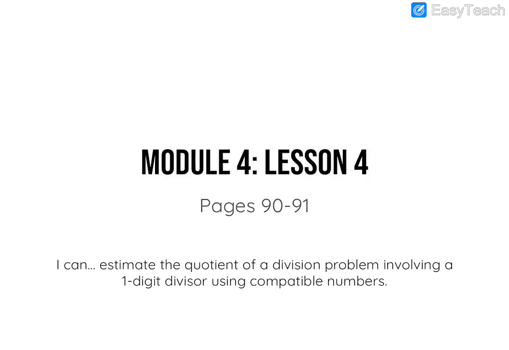Welcome to Module 4, Lesson 4. Our I can statement is, I can estimate the quotient of a division problem involving a one-digit divisor while using compatible numbers. So we looked at using compatible numbers on an earlier lesson when we were finding that simple equation. Those compatible numbers are going to come into play again. It's important that we think about those multiplication and division facts that we know in order to find these compatible numbers.